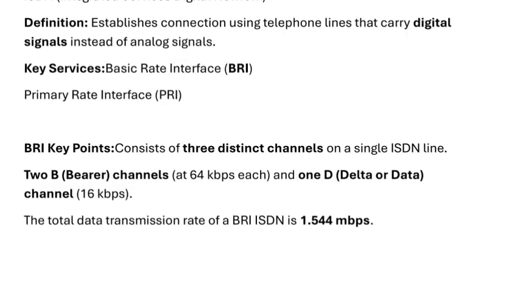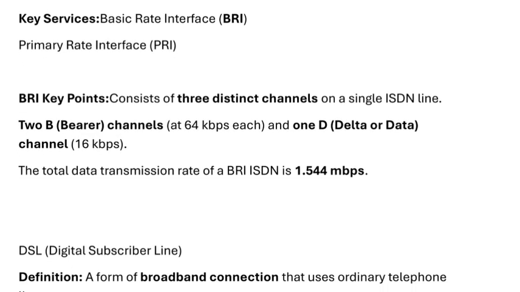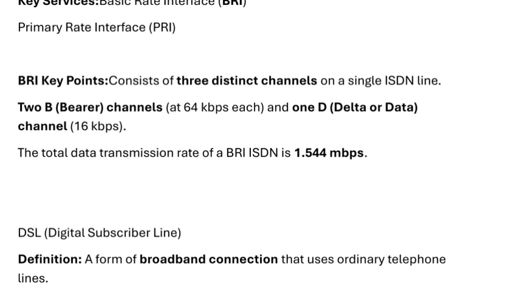ISDN, Integrated Services Digital Network. Definition: establishes connection using telephone lines that carry digital signals instead of analog signals. Key services: Basic Rate Interface (BRI) and Primary Rate Interface (PRI).